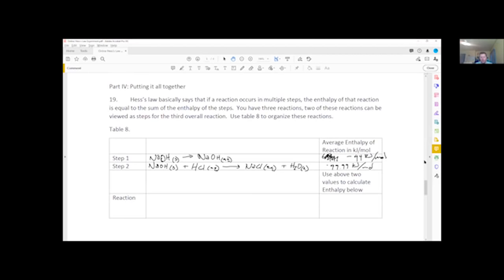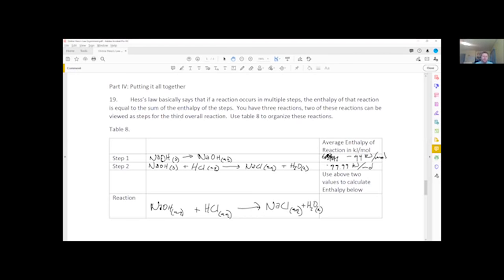Now, Hess's law says that I can manipulate these reactions, these 2 steps, to come up with an overall reaction. The second reaction that I did was NaOH, aqueous, plus HCl, aqueous, yields NaCl, aqueous, plus H2O, liquid.